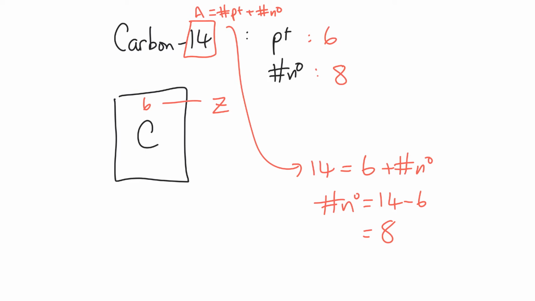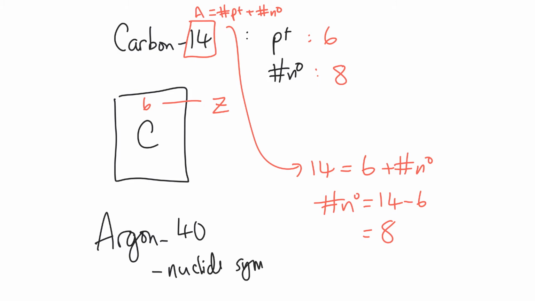Now here's one for you. How about I give you something like argon-40? Can you go ahead and do a couple of things? Can you write the nuclide symbol? And can you tell me also the number of protons and the number of neutrons that are contained in here? Just go ahead and pause the video and write the nuclide symbol for argon-40 and tell me the number of protons and neutrons, and then we'll compare notes together.